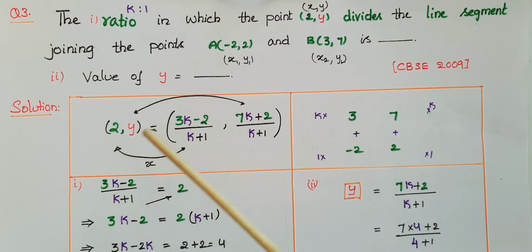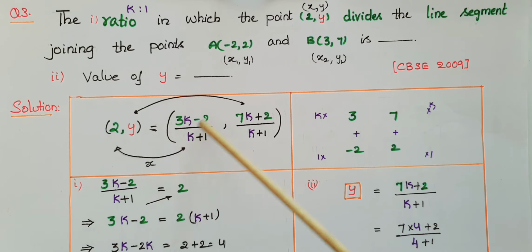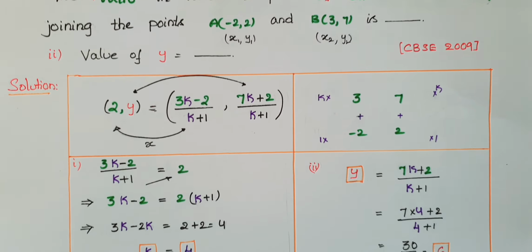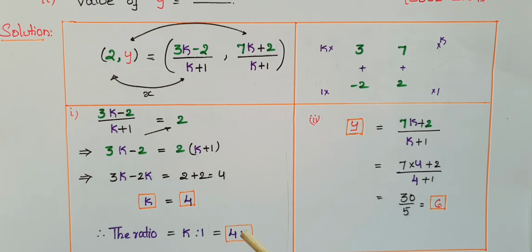So here the x coordinate is given, so equate the x coordinates. So (3k minus 2) by (k plus 1) is equal to 2, and 3k minus 2 is equal to 2 into (k plus 1). Then 3k minus 2k is equal to 4, then k is equal to 4. Therefore the ratio is k is to 1, that is 4 is to 1.